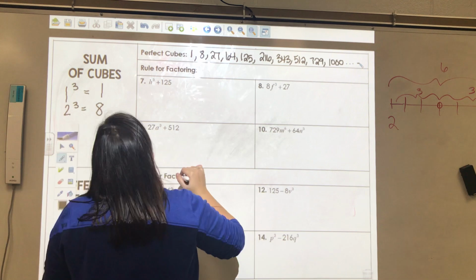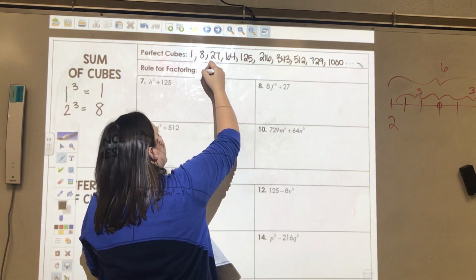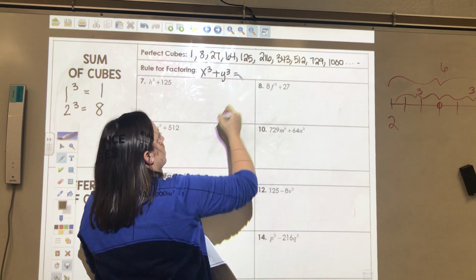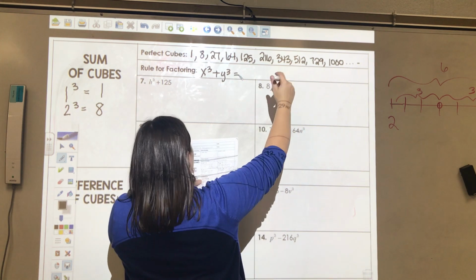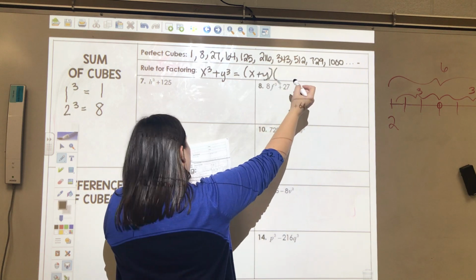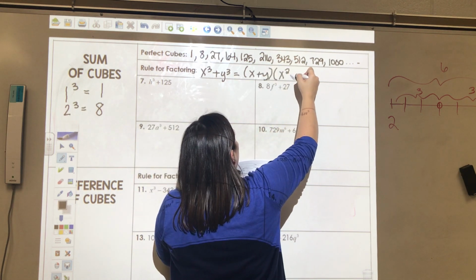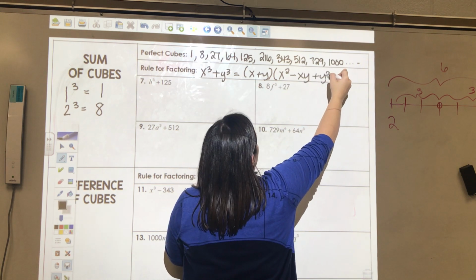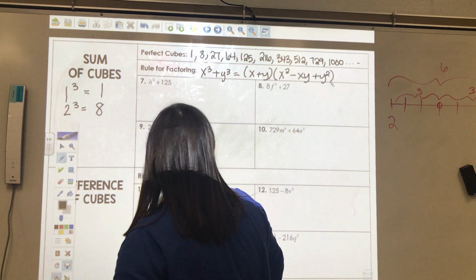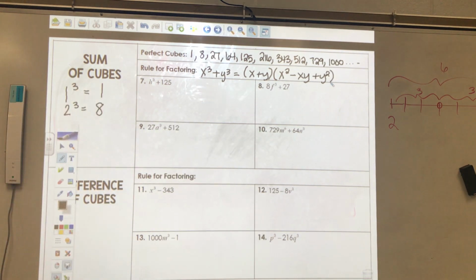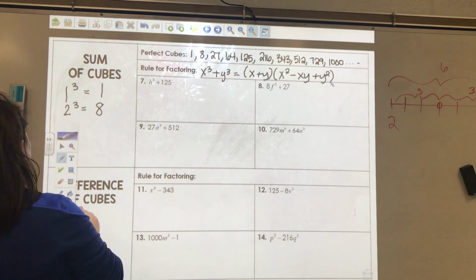All right, here's the rule for factoring a sum of cubes. If it is in the form of x cubed plus y cubed, you're going to follow this rule. You're going to write your answer like this: x plus y, times x squared minus xy plus y squared. So it's the same process, we have to find out what x and y are to be able to plug it in.